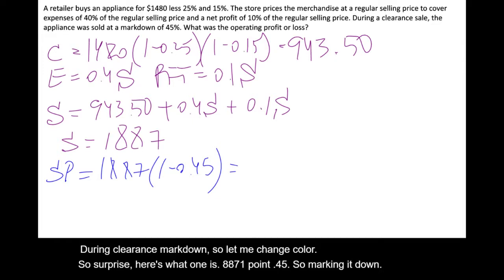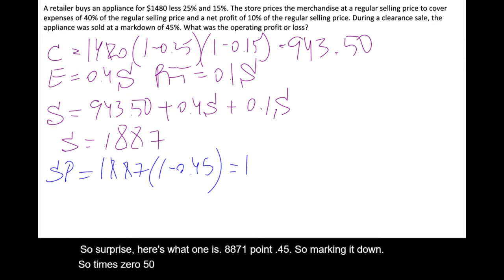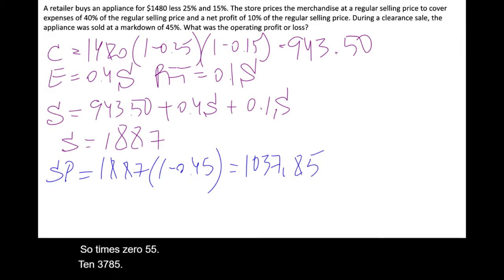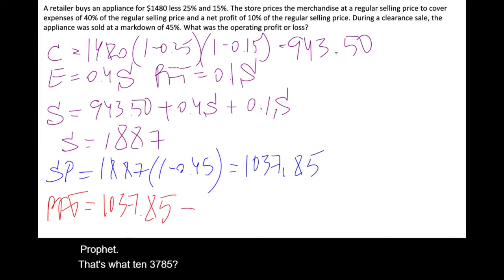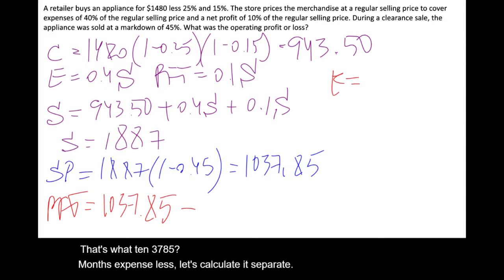So times 0.55, 1037.85. That's it. And profit is what? 1037.85 minus expense. Let's calculate it separately because I don't have time.